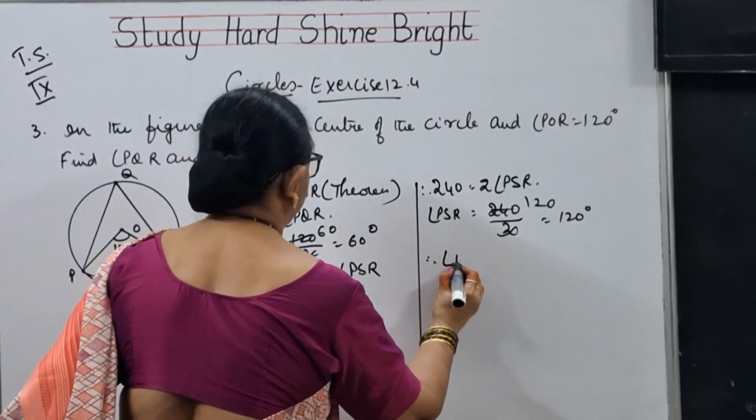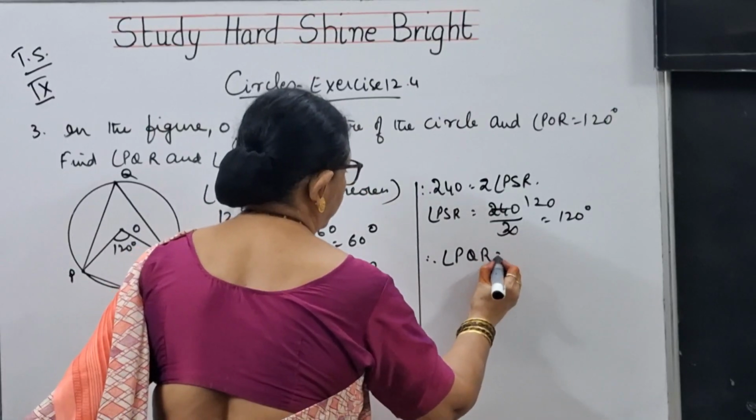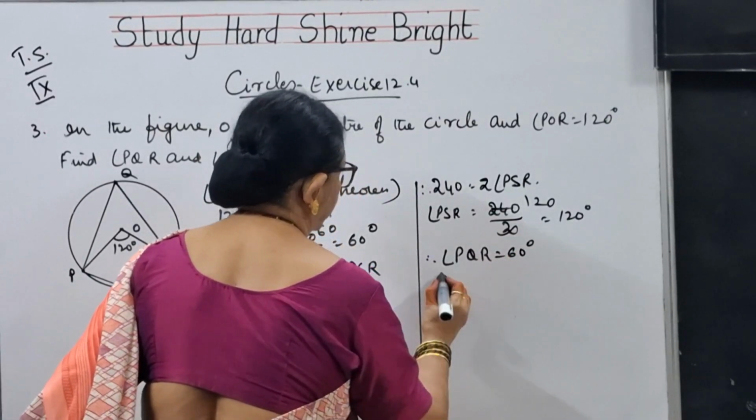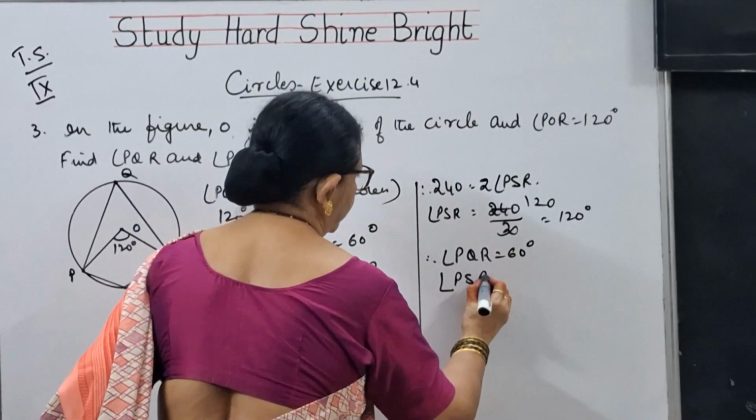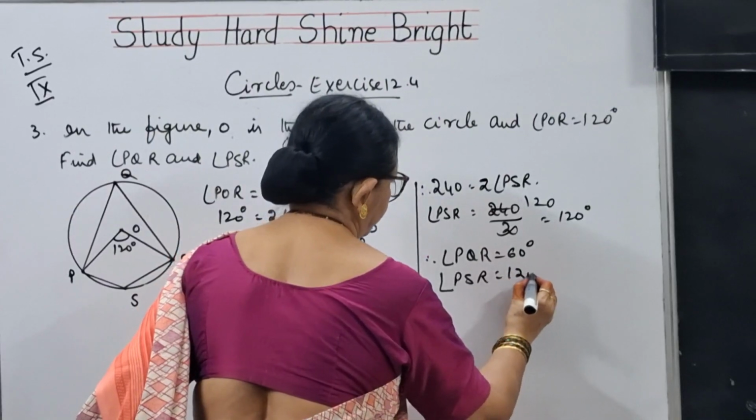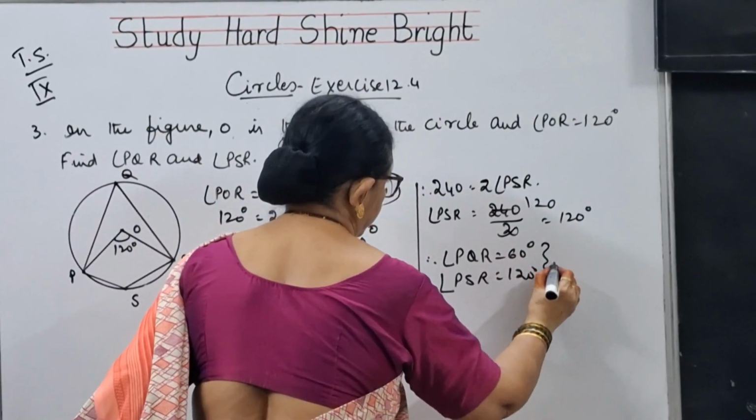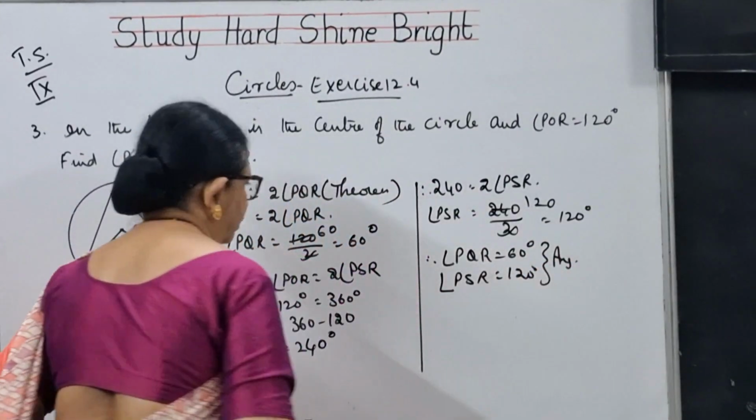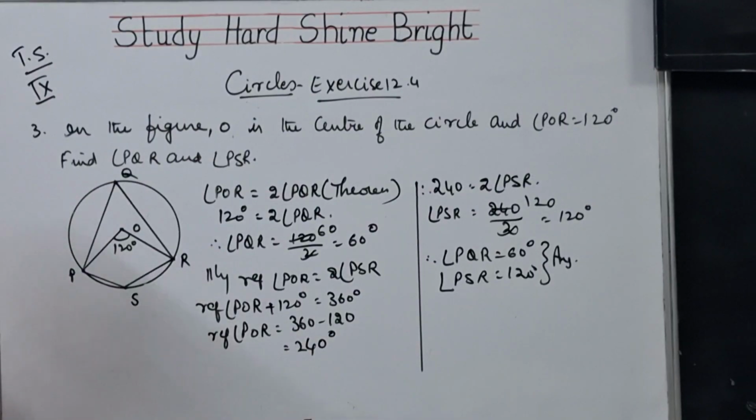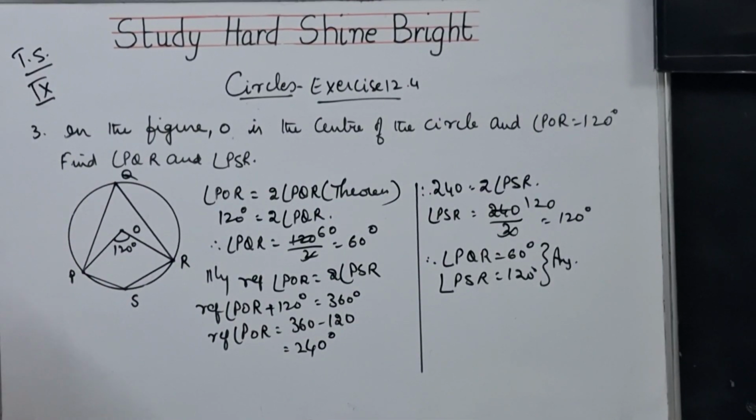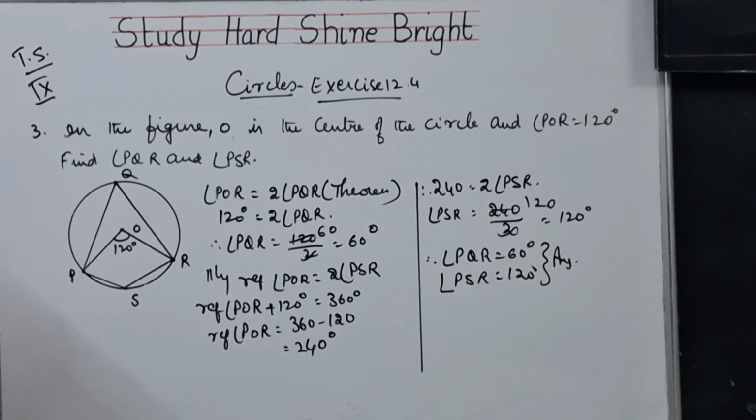Therefore, angle PQR is 60 degrees. Angle PSR is 120 degrees. These two are the answers. Please note it down. With this, I am going to conclude my topic today. In the next class, I will be doing the next part.